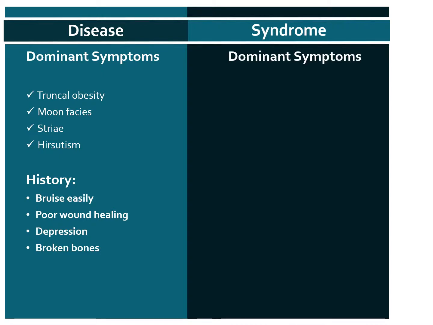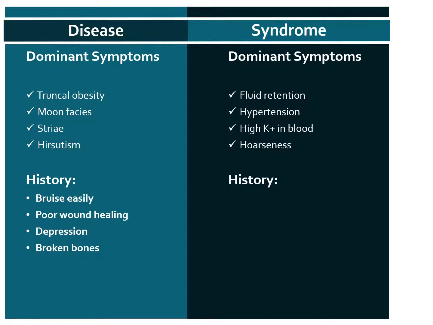So what about the syndrome? What do we see there? Is it the exact same? Not necessarily. You can see the truncal obesity, the moon facies, all of that, if they have had the syndrome for a very, very prolonged period of time, but it's normally caught much sooner than that. So normally what you see is a lot of fluid retention rather than actual fat deposition. Someone who normally has good blood pressure suddenly has a very high blood pressure. When you take labs, you'll notice that they have a high amount of potassium in the blood, and they also often complain about having a hoarseness in their throat.